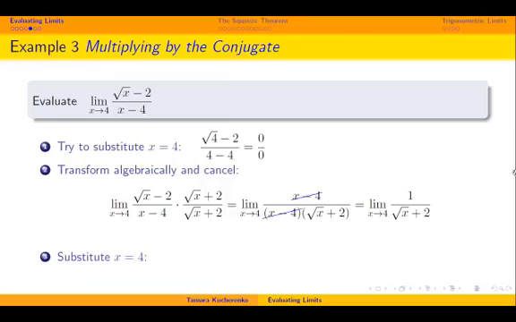Next, we evaluate the last limit by substituting x equals 4. We get 1 divided by square root of 4 plus 2, which is 1/4.